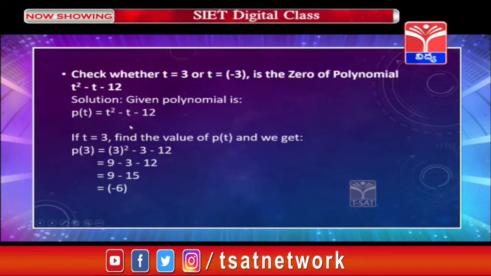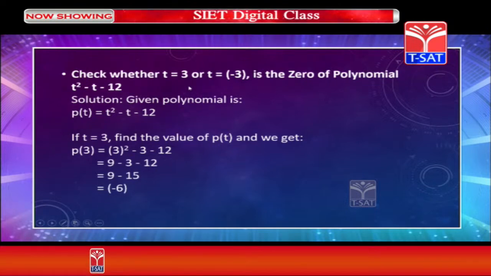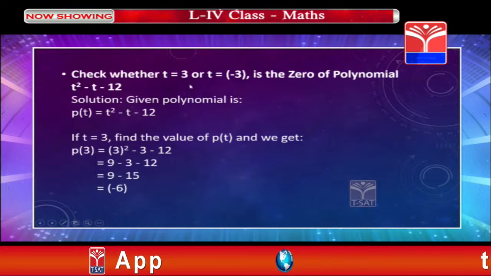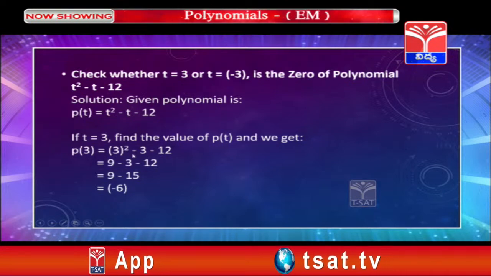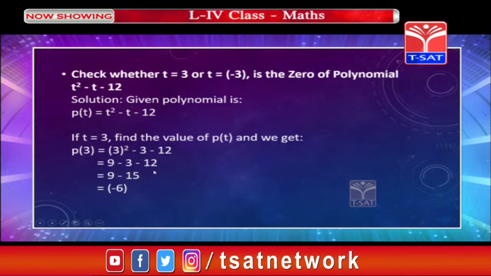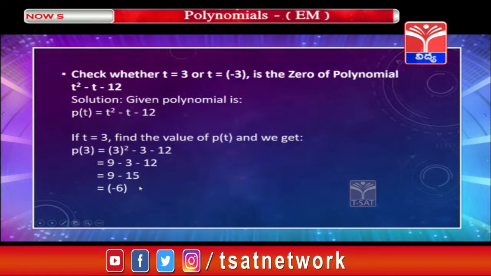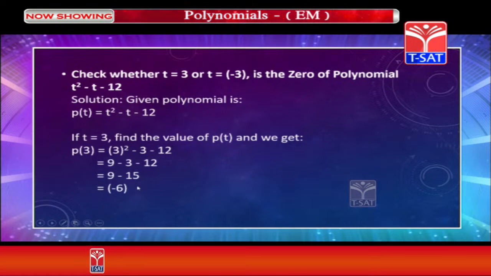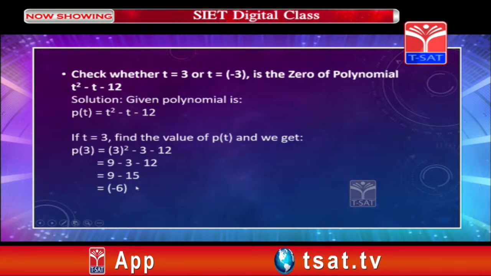So substitute the value 3, which means you are going to find the value of p of 3. P of 3 equals 3 square minus 3 minus 12. 3 square is 9, minus 3 minus 12 means minus 15. 9 minus 15 is minus 6. P of 3 is minus 6 but not 0. So it is not a zero of the polynomial.